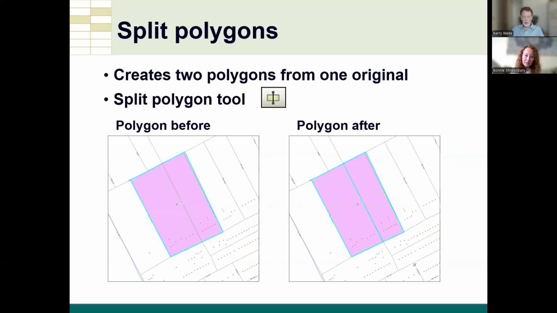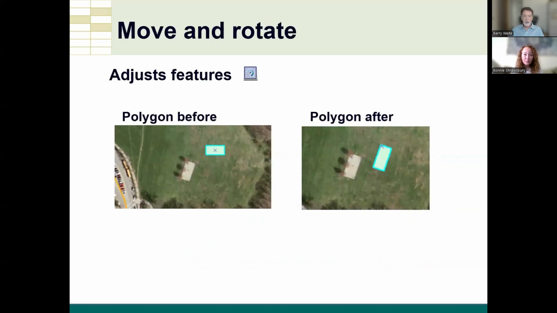So here we can split a polygon. In this case, this looks like parcels. You have two parcels, and you're going to split them. Yeah, this one's really helpful. Oh, this one I've done more.